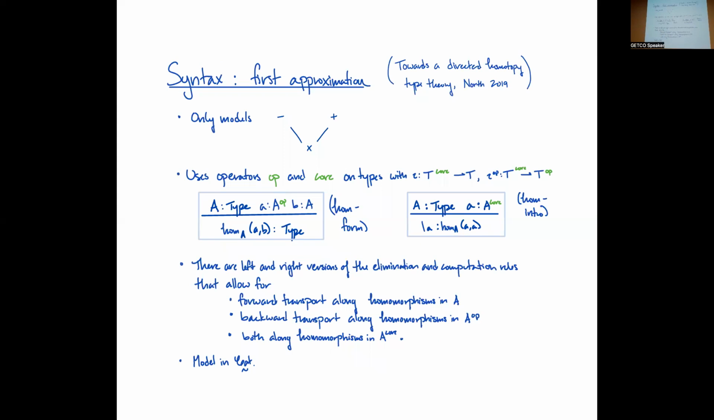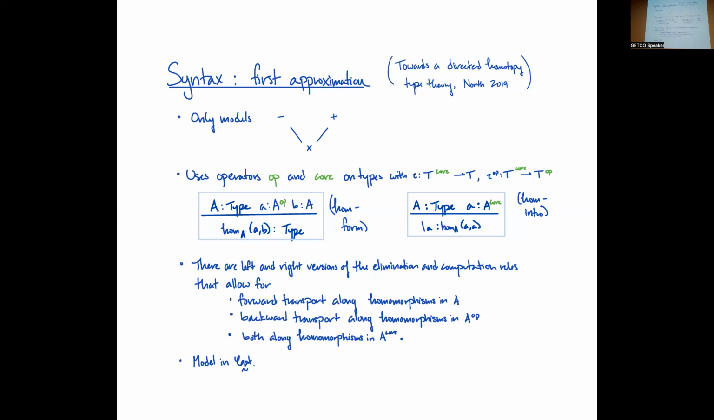Okay, so let me just say something about the actual approach here. Hopefully it'll be clear from the way I describe the problem and the answer itself. This is based on a paper from a few years ago. So in this first approximation to the syntax, we only focus on modeling directed transport, and then the minimal transport, because we need that too to talk about directed transport, because we need to say hom-sets sometimes.